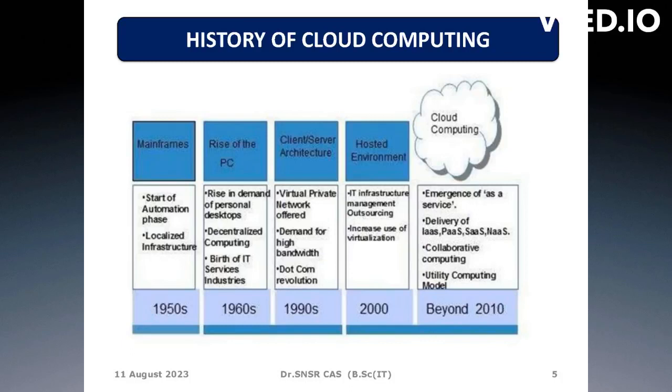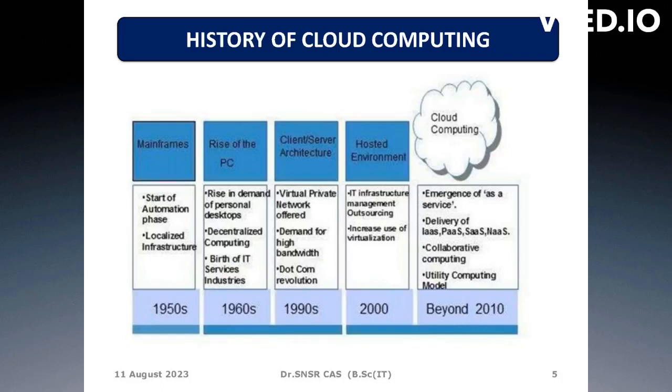Then came client server architecture, where virtual private network was offered. So there was demand for high bandwidth, and the dot com revolution. Then came the hosted environment, that is IT infrastructure management or outsourcing. We used to outsource the person. There was an increase in virtualization. So that was in 2000.